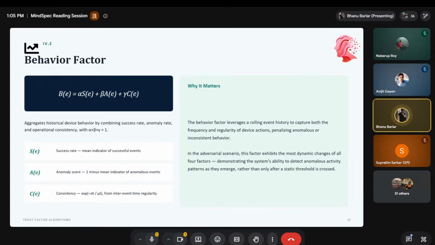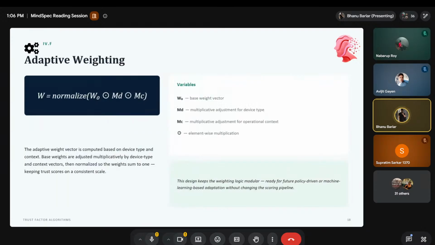Once all individual factors are computed, the next question becomes: how are we going to combine them? Here comes the adaptive weighting. The authors combine individual trust factors using an adaptive weighting mechanism.